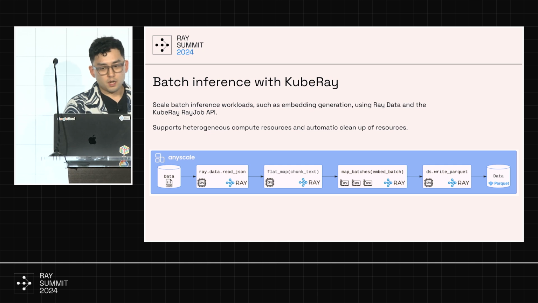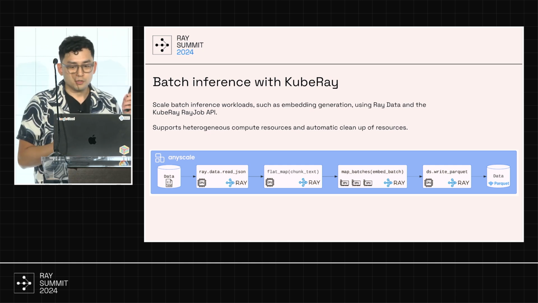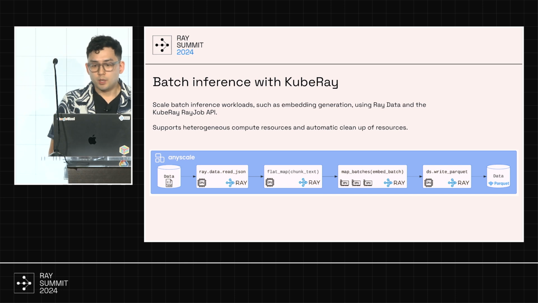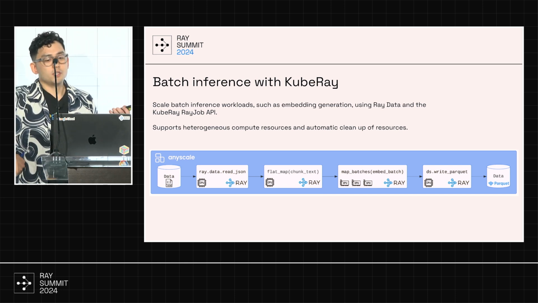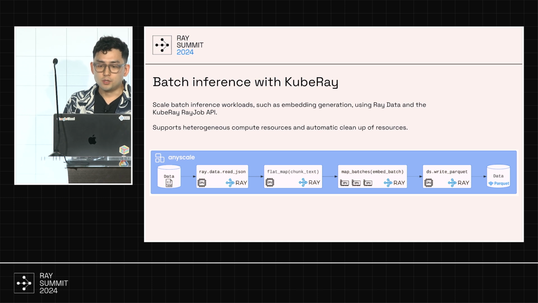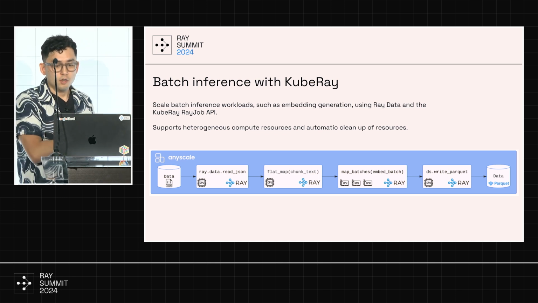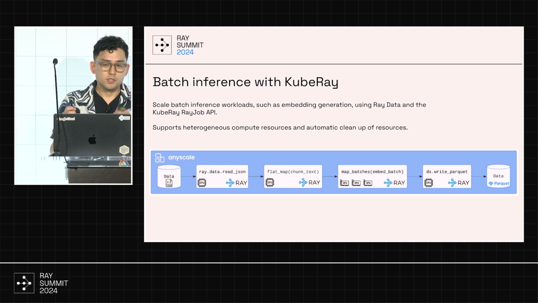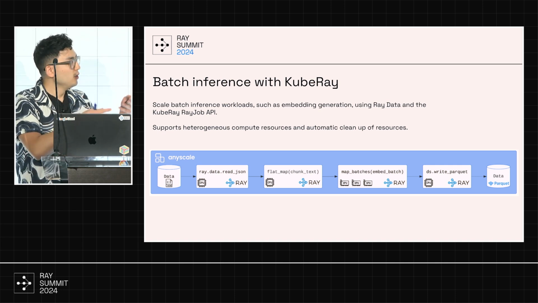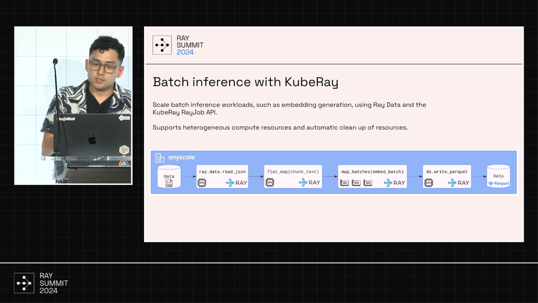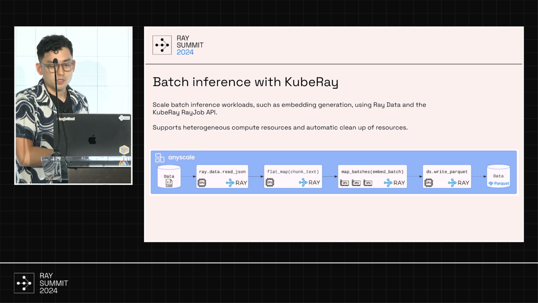So first is batch inference, where the most common example is generating embeddings with Ray data for RAG. The Ray job API from KubeRay is great for this use case because it has flexible support for heterogeneous compute resources that is important for different phases of the typical RAG data pipeline. So for example, reading and parsing documents into smaller chunks of text would be a CPU-intensive task, and then encoding the text chunks into embeddings with the model would be a GPU-intensive task.